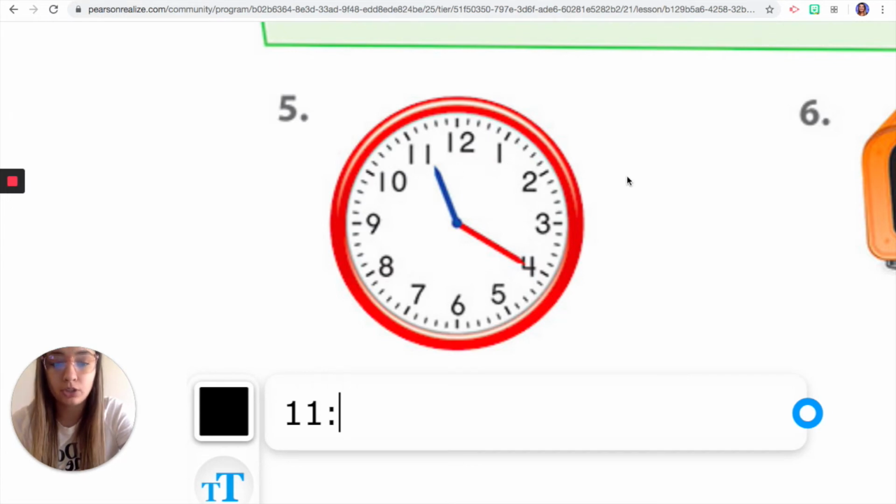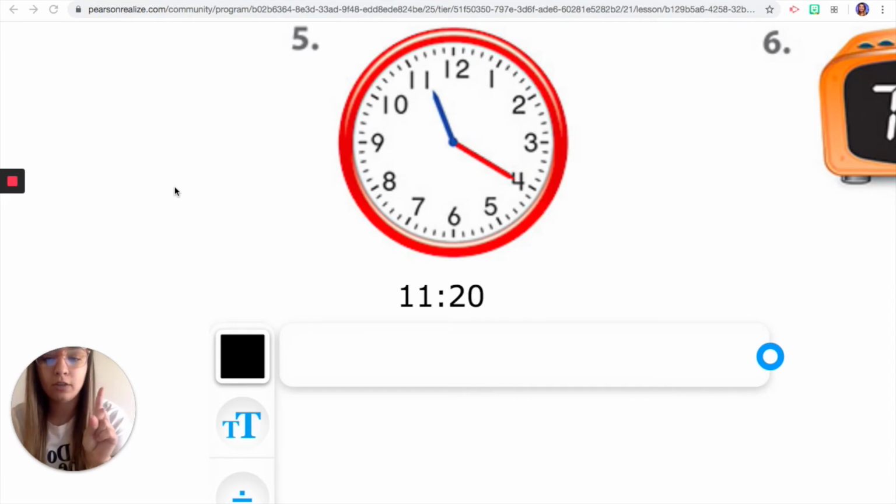So what I'm going to do, it looks to me like this minute hand is pointing directly at the 4. So I know that I don't have to count any ones. I'm just going to count 5. So it's 5, 10, 15, 20. So I have my time here. It is 11:20. All right, so that is the first way that we can write what time it is from this clock.